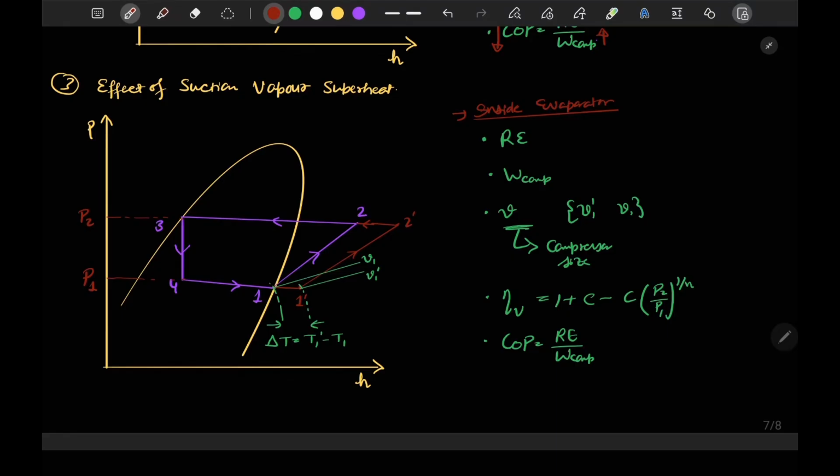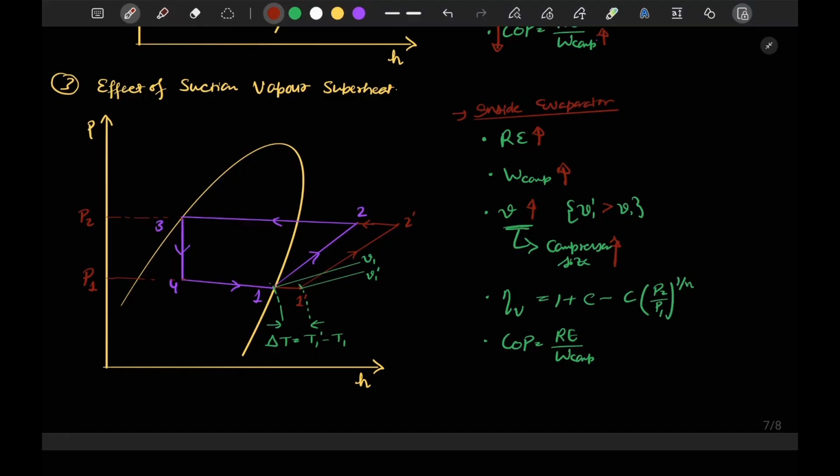In that case, our refrigeration effect will increase. Work of the compressor will also increase, although this increase in work will be very small since these lines are divergent. If we talk about specific volume, it will also increase because V1 dash is greater than V1. Since that's the case, we can say that compressor size is also increased.